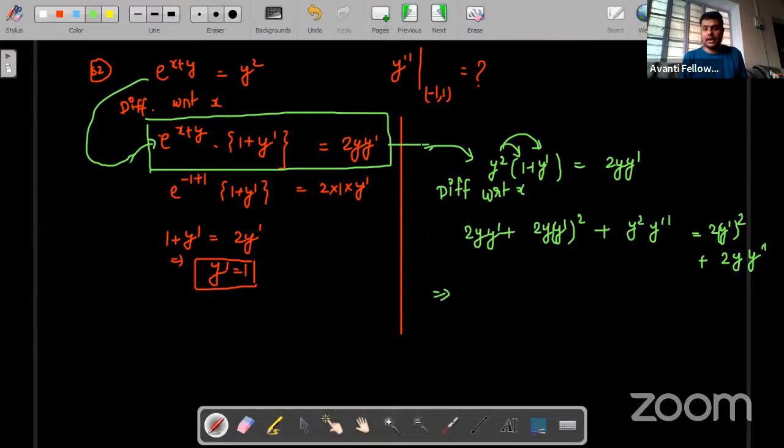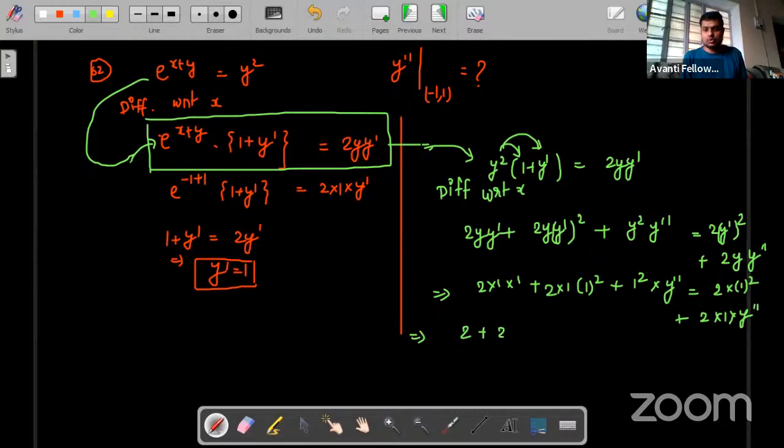Now we will substitute the value of y dash. So 2 into 1 plus 2 into 1 into 1 square plus 1 square into y double dash is equal to 2 into 1 square plus 2 into 1 into y double dash. Clear? So here we get 2 plus 2 plus y double dash is equal to 2 plus 2y double dash. The 2 is cancelled out from both sides, so we get 2y double dash minus y double dash. Taking this y double dash to the right-hand side, y double dash is equal to 2. This is my final answer.